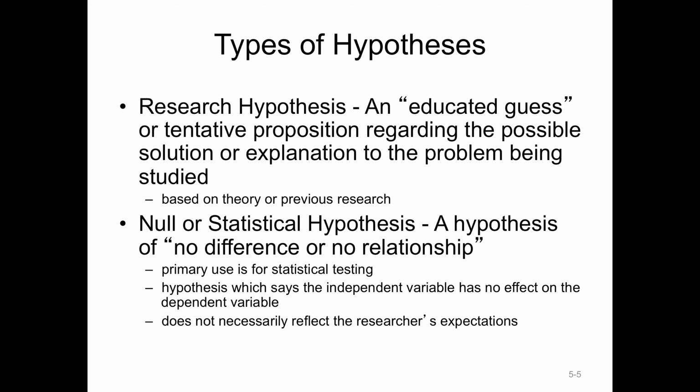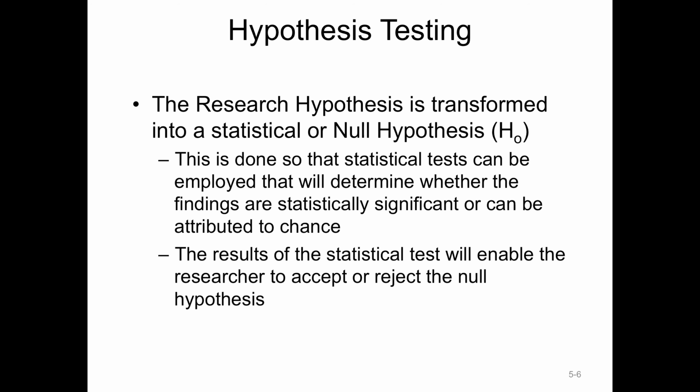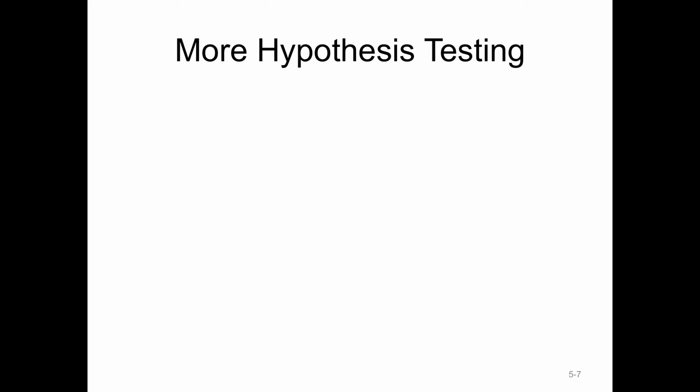This does not necessarily reflect your expectation. You, the researcher, what you're expecting, that's your research hypothesis. This is what we think is going to happen based on previous literature and previous research. And the null hypothesis is this statistical testing hypothesis. So this is done so you can do the statistics, and the results of the statistical test will enable you to either accept or reject this null hypothesis.